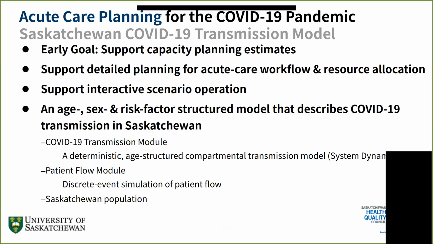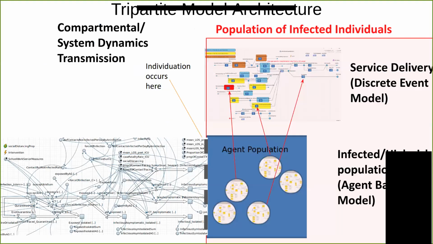A final vignette here to which I don't have time to do justice concerns a tripartite model used to support early capacity planning estimates and these days acute workflow and resource allocation for our system, and one that's grounded by understanding of risk factors and age and sex factors.